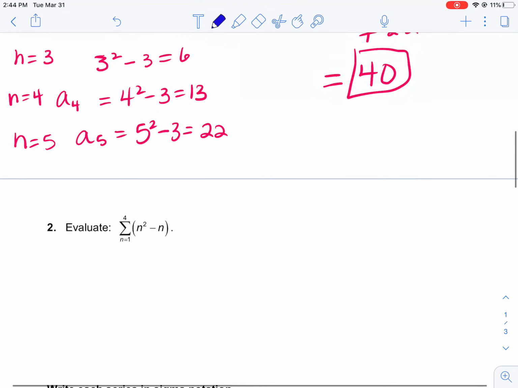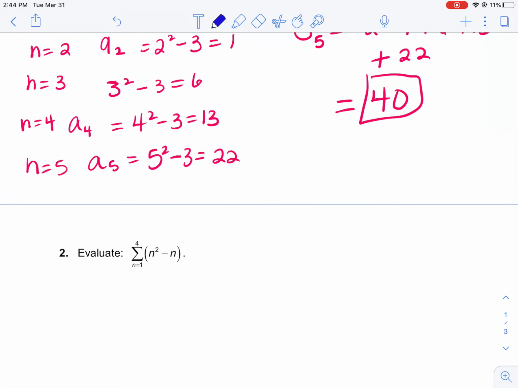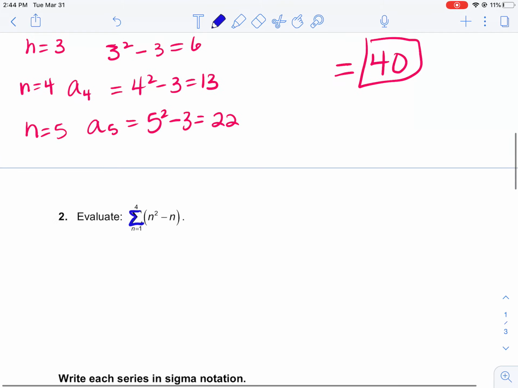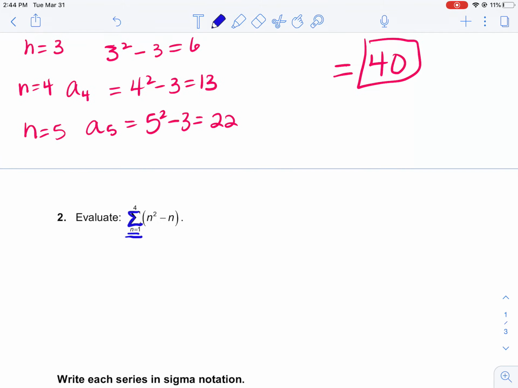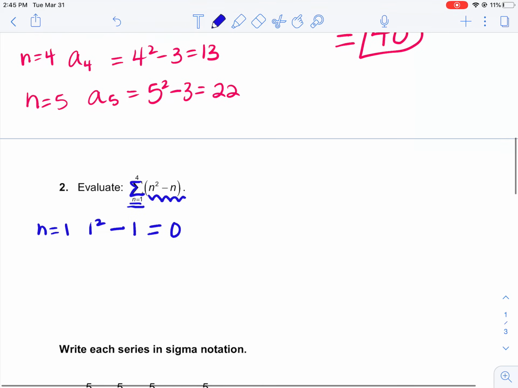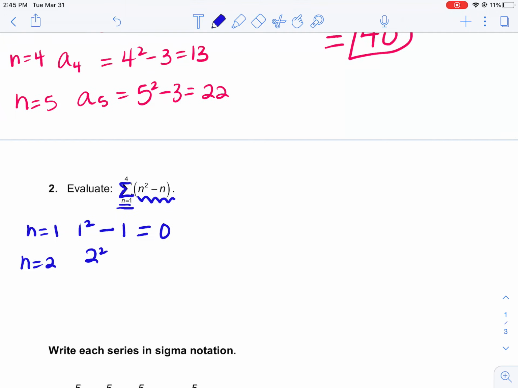Number 2 is also asking me to take a partial sum, except this time we're using sigma notation. See that sigma right there? We're always going to start by plugging this number into our rule. This is the rule right here. So when n equals 1, I would get 1 squared minus 1. And 1 squared minus 1 is 0. For a sub 2, for n equals 2, I would have 2 squared minus 2, which is 2.